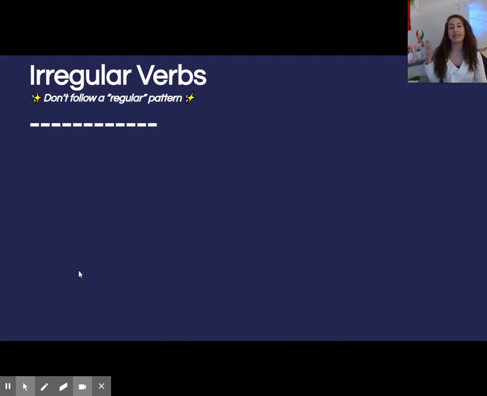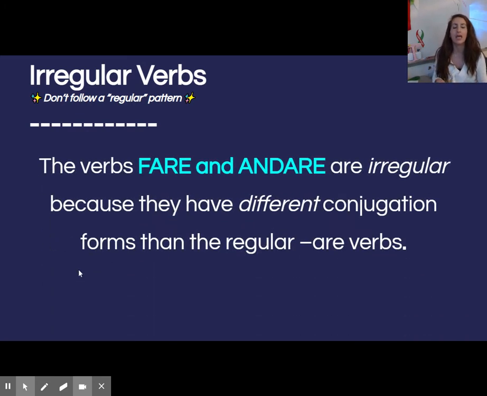Now, these are due verbi irregolari. They're two irregular verbs, which means they don't follow a regular pattern. In the last video, we talked about ARE verbs ending in a specific way. Io ends in O, tu ends in I, lui, lei ends in A, noi, amo, voi, ate, loro, ano. That ring a bell? Hopefully. These verbs, fare and andare, are irregular because they have different forms than regular ARE verbs. They do not follow that regular pattern.